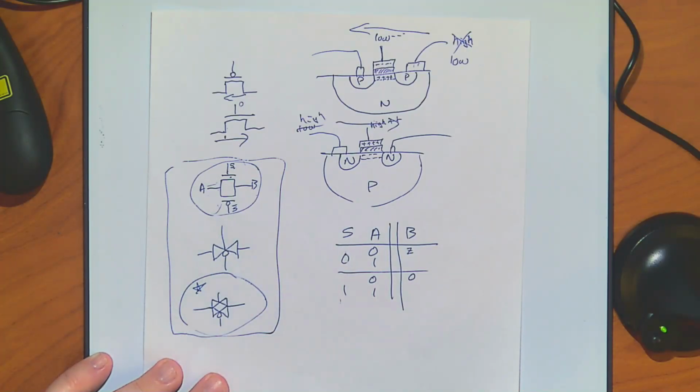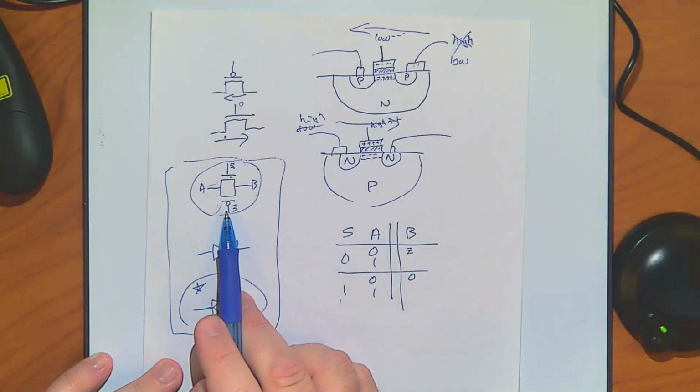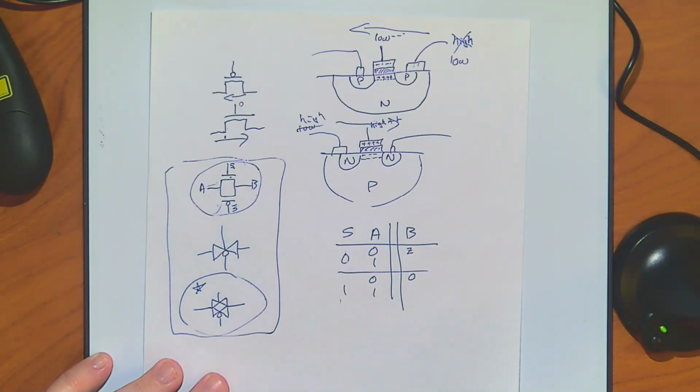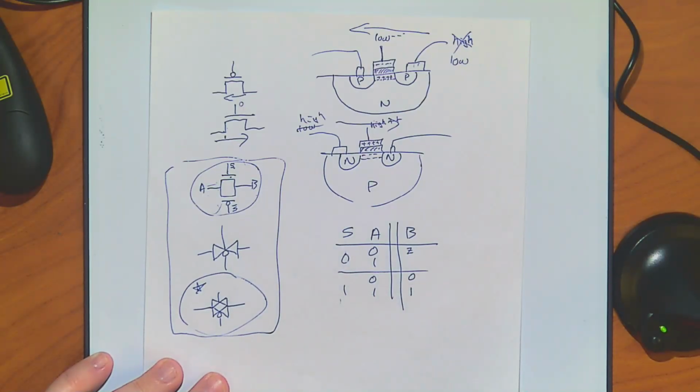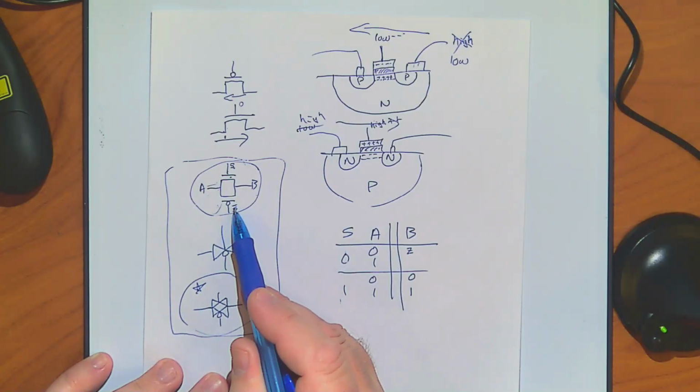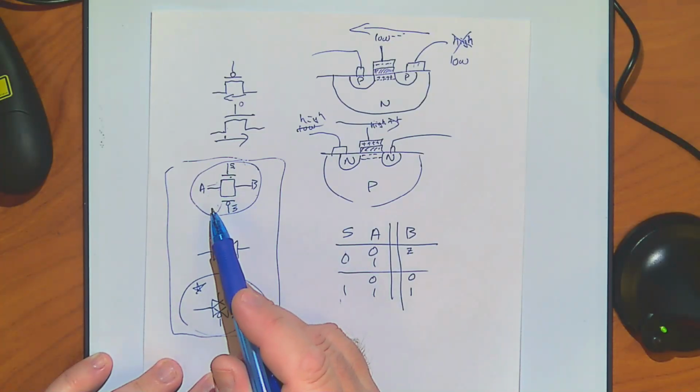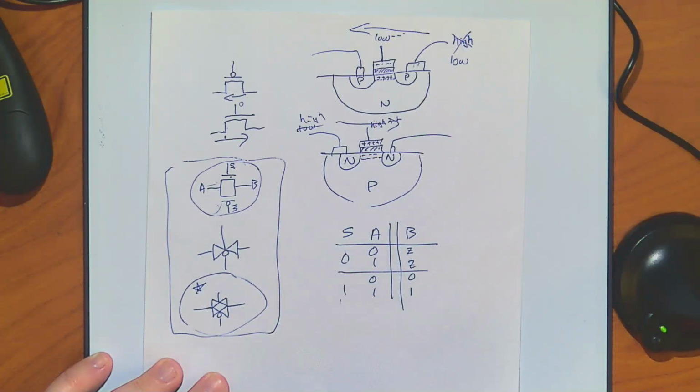Okay, so we're going to do S bar, which means this one, since it's S bar, when S is high, it will also be on. And it does a great job transmitting the 1. And when S is low, S bar is high, so that gate is off, so it doesn't transmit anything. That make sense?